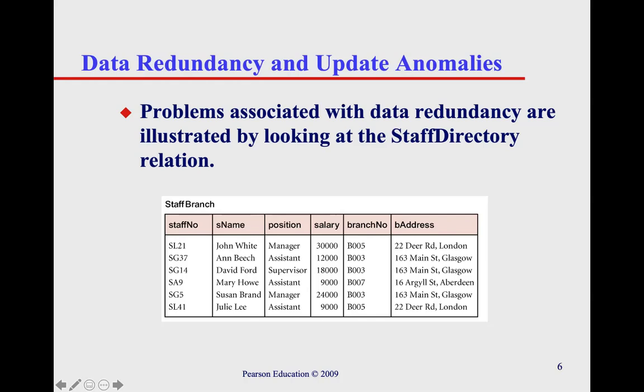So if branch B5 moves, I need to update the branch address for John White, but I also have to update the branch address for Julie Lee. And that could be an issue if I forget to update one of them, because then I'll have inconsistent information in the database. That is called an update anomaly. When you update one piece of information but forget to update another piece of similar information, and it creates an inconsistency, we call that an update anomaly.